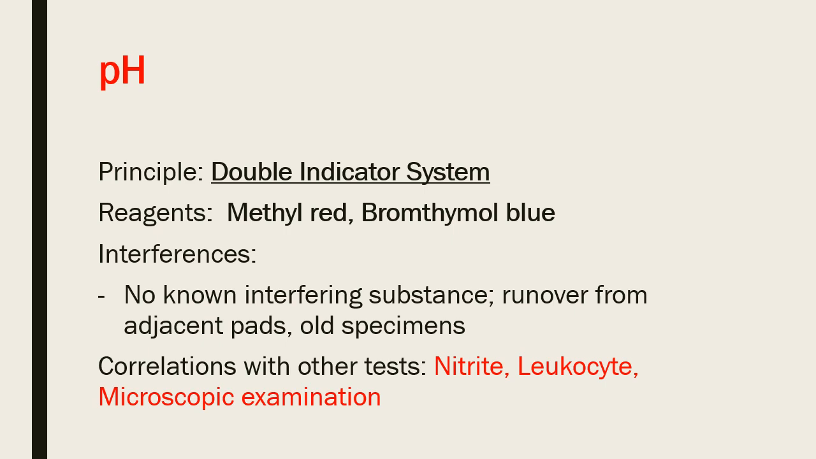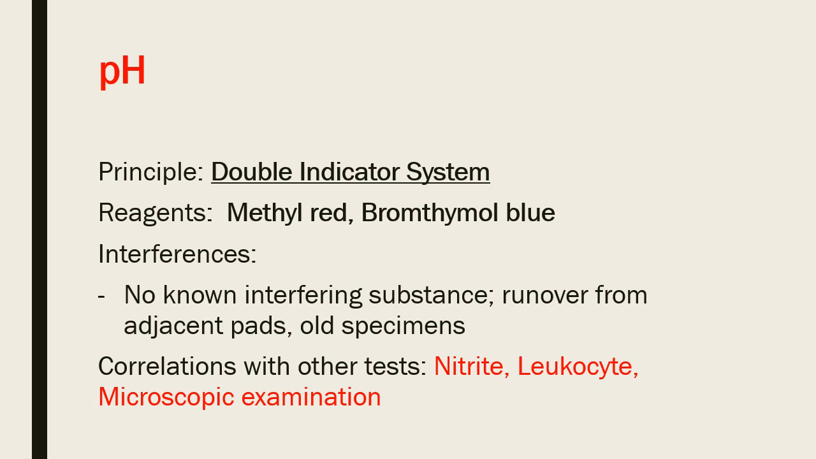Your pH. The principle employed is the double indicator system. The reagents present are your bromthymol blue and your methyl red. With this, there are no known interfering substances, just the runover from adjacent pads and, of course, old specimens.